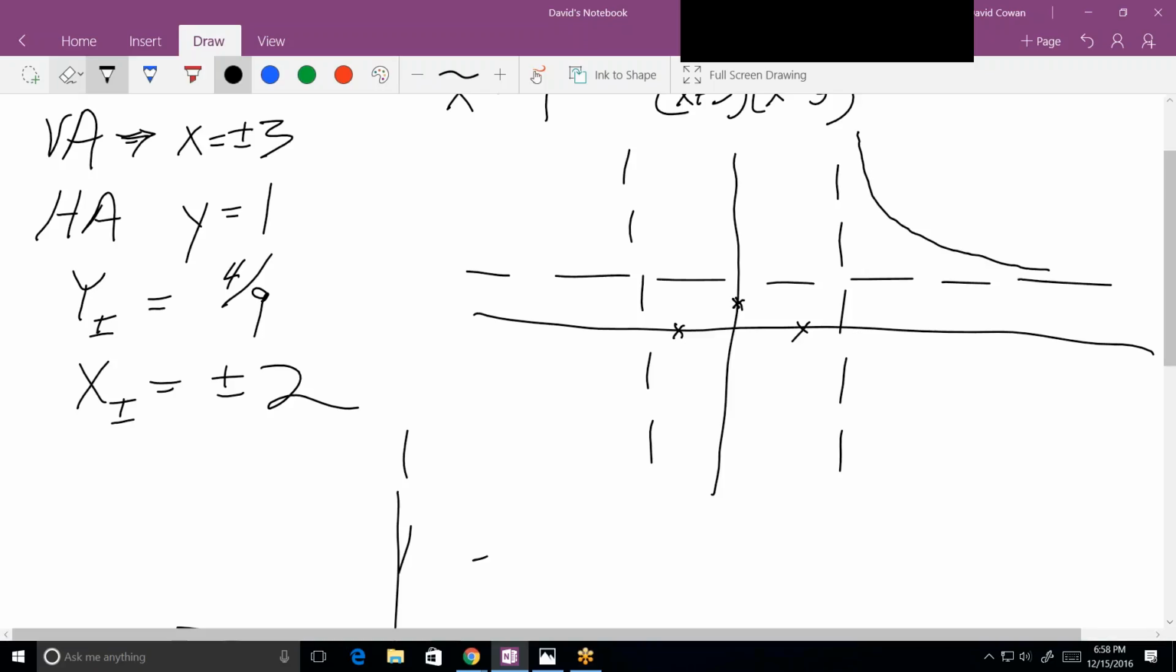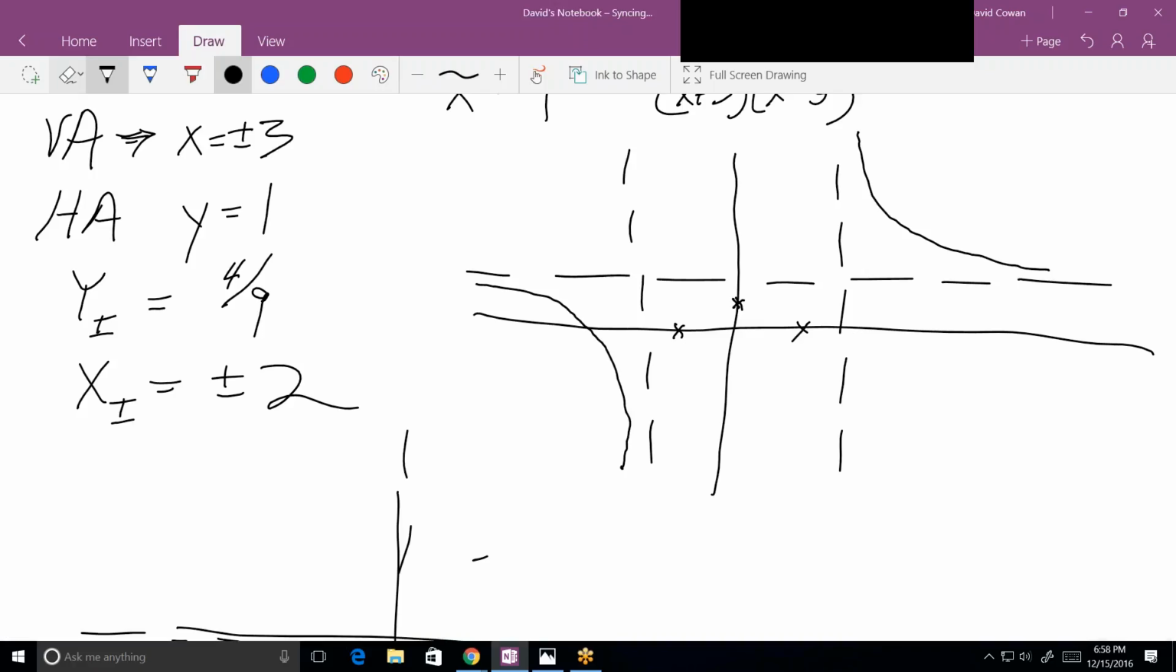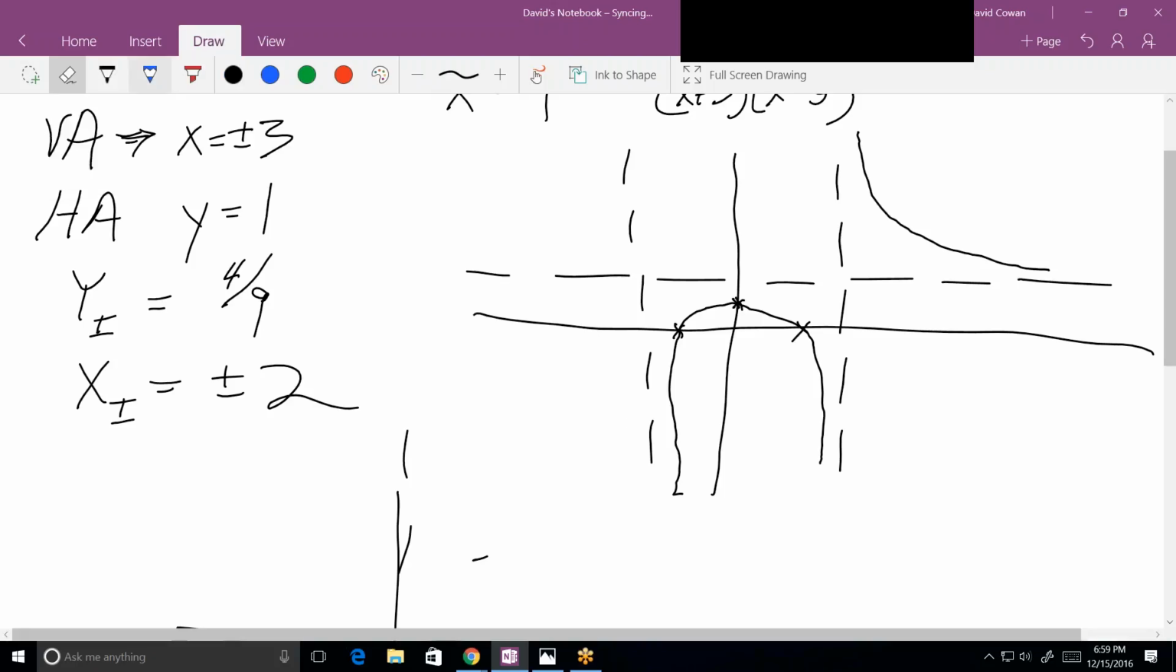Right. And over here, it's going to look like that. And then what does it do in the middle? Well, like a parabola? Yeah, it's going to look kind of like a parabola. It's not going to be a parabola, but it's going to look like that. And in fact, I'll bet this lower left one actually goes in the upper left. I bet this thing looks like this.